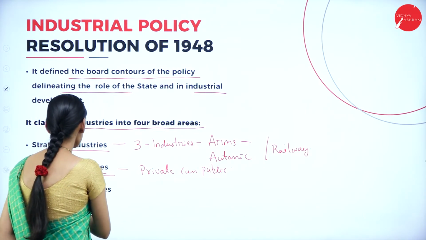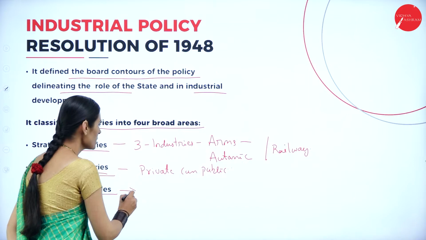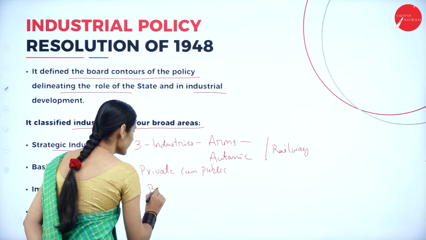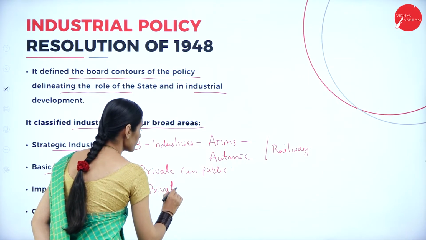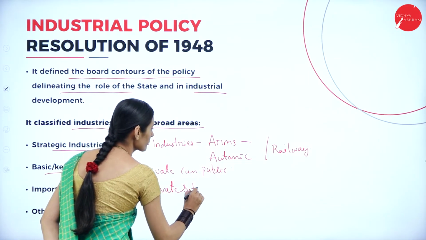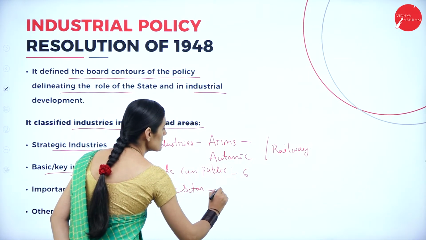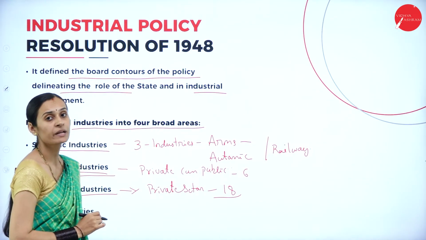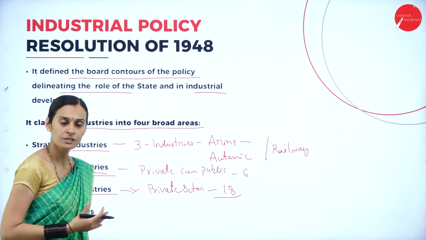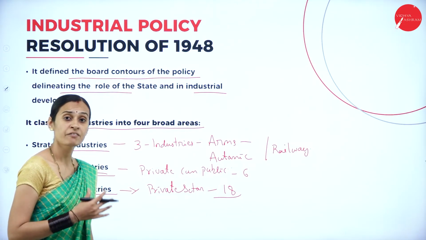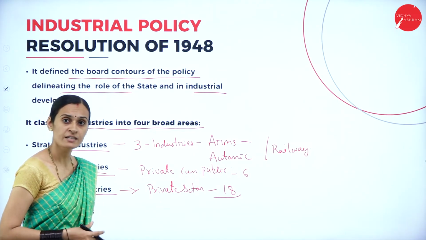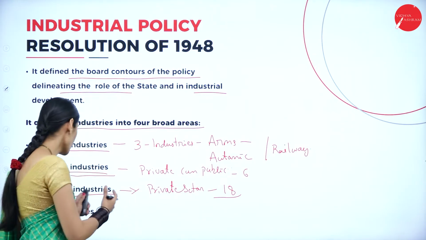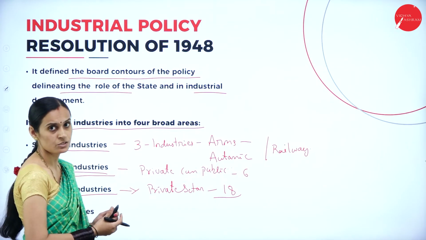And next one, important industries. Okay, so these important industries belong only to private sectors. This is totally 18 industries which are allowed to private sectors. Sugar industries, paper industries, heavy chemical industries, and fertilizer industries. So these are the different 18 industries which belong to the important industries.